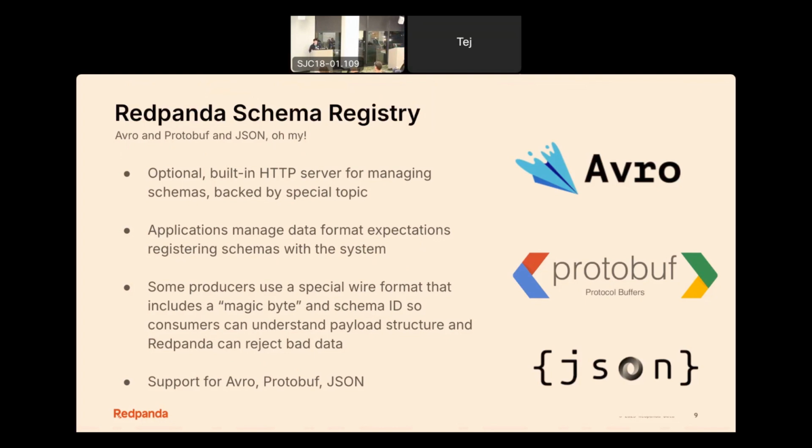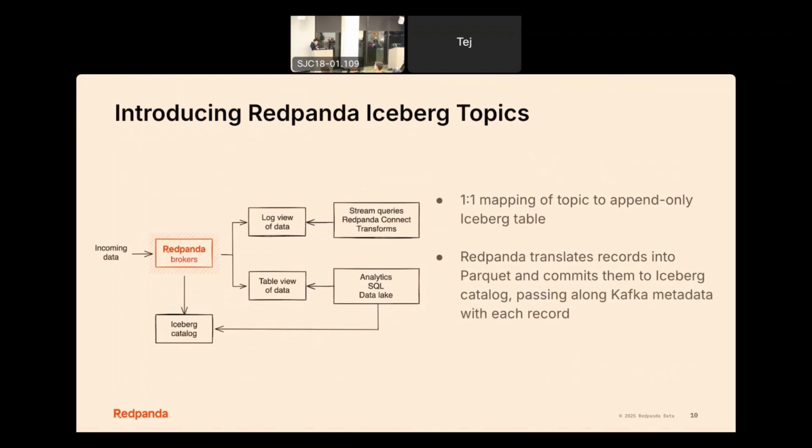In general, Redpanda and the Kafka ecosystem support Avro, Protobuf, and JSON schemas, though Iceberg Topics only supports Avro and Protobuf for now. And with that, we have all the knowledge we need for us to talk about Redpanda Iceberg Topics.